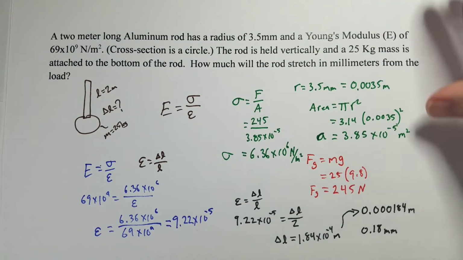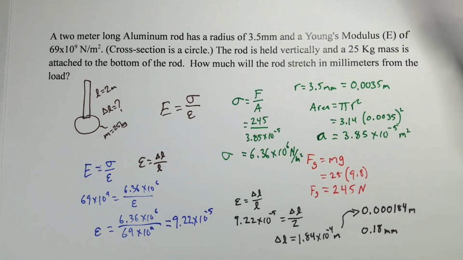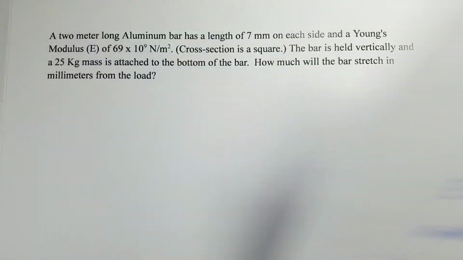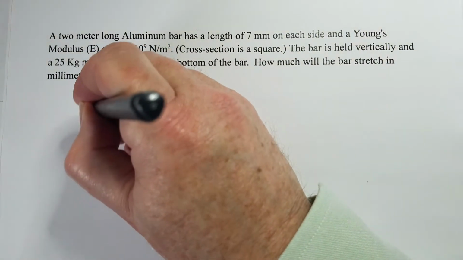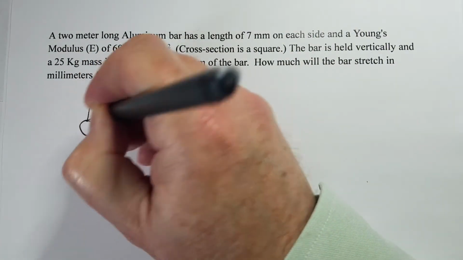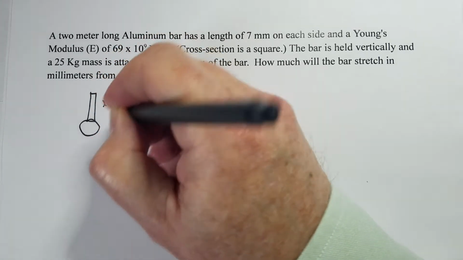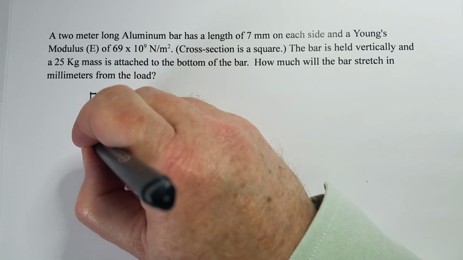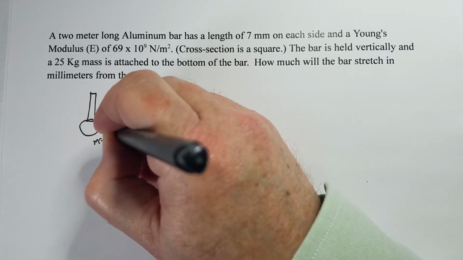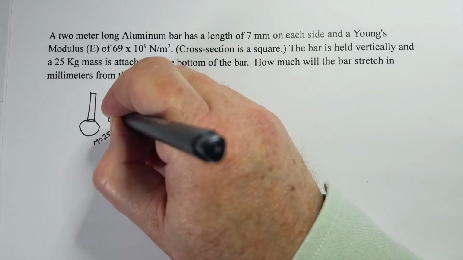So we're going to use the same length bar, but this time we're going to change the cross-sectional area to a square. All right, so same picture. We've got our mass on the end of our rod. The rod's original length is 2 meters. This time it's a square. I'm not very good at drawing, so we're going to stick with that. The mass is still 25 kilograms, and we're still looking for the change in length.